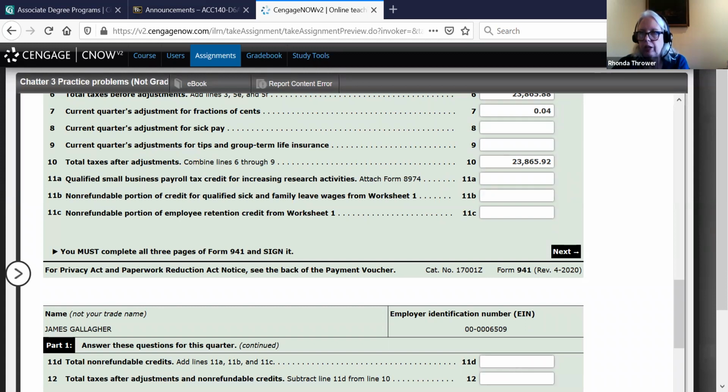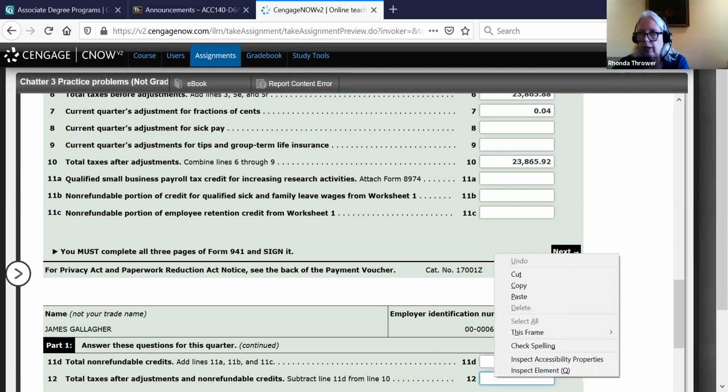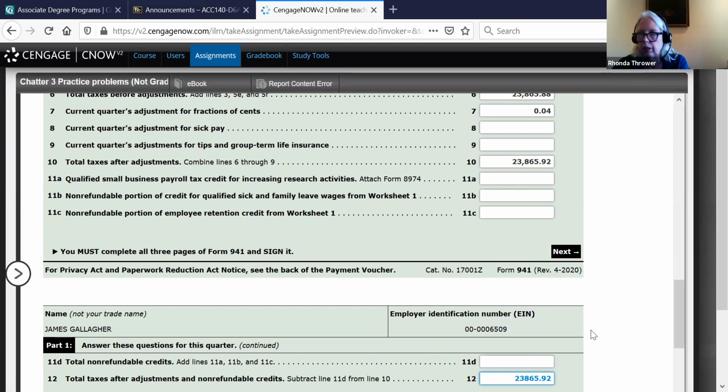So we'd move to line 12. The total taxes after adjustments and non-refundable credits, we're going to subtract 0 for 11D from line 10, which leaves you with the amount of $23,865.92. So this amount right here and this amount now are equal.